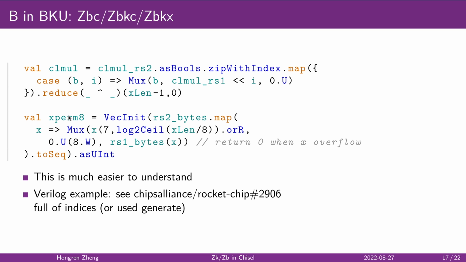And for the X permutation, we can also use some higher order functions. In comparison, we can see some Verilog example in the PR of the rocket. It is full of indices, so it is very hard to understand, and we don't know the behavior of it.